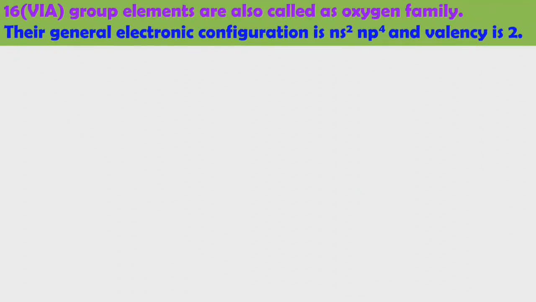Now go for the 6th A group elements or 16th group elements, also called the oxygen family. Oxygen family elements are also called the chalcogen family, because these elements form ores of the elements. That's why they are also called chalcogens. Their general electronic configuration is ns2 np4 because they have 6 valence electrons. They will accept 2 electrons from other atoms to get octet configuration. That's why their valency is 2.